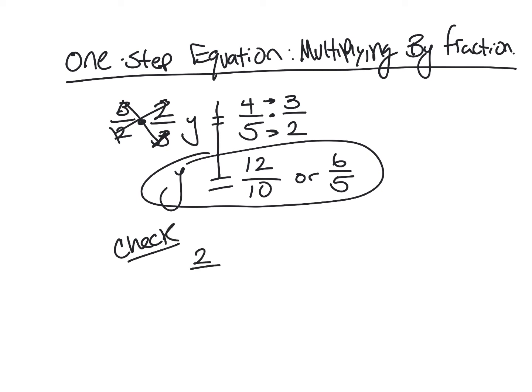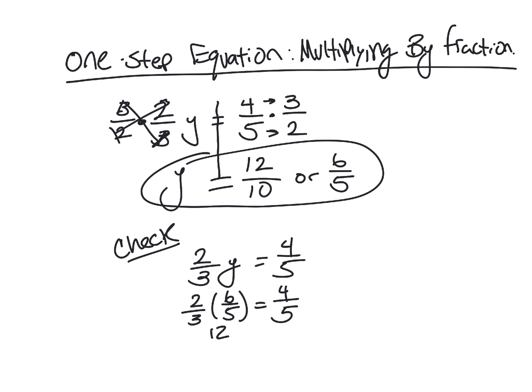So I have 2/3 times y equals 4/5. I'm going to replace my y. I'm going to use the more simplified fraction. So I'm going to do 2/3 times 6/5 equals 4/5. Okay, now I'm going to multiply. So 2 times 6 is 12, and 3 times 5 is 15.